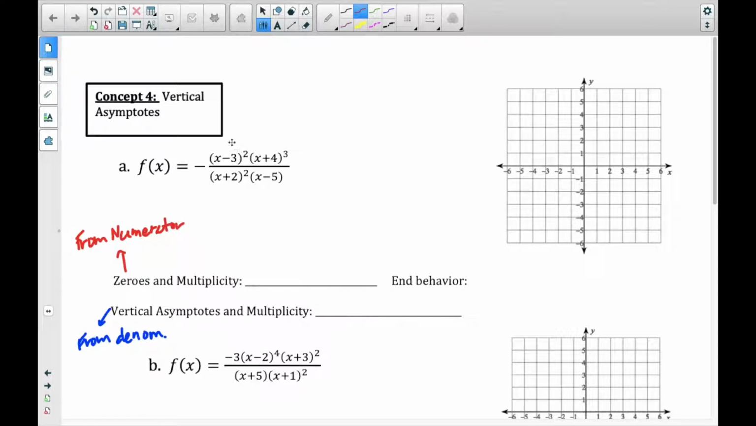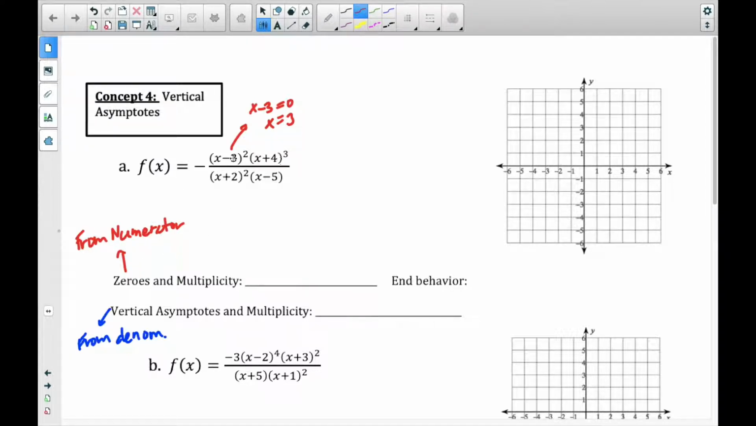Before you get started on graphing, the first thing you need to do is look at your numerator and look at your denominator. And we need to factor it, which this is already factored out, so we're okay on that. We are going to take each factor and set it equal to 0 and decide what that answer is going to be. And on this one I get x equals 3.